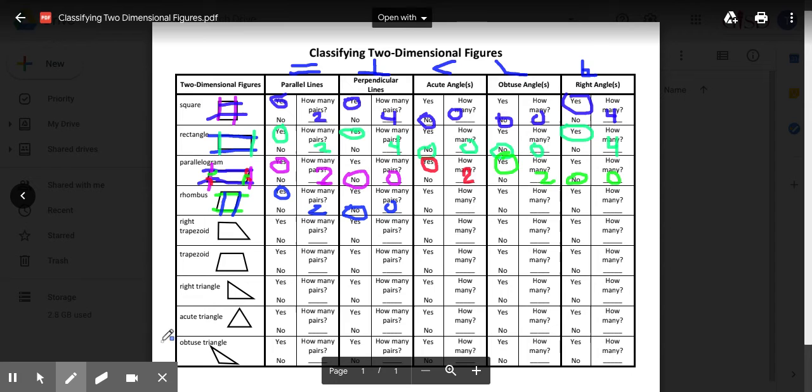And just like a parallelogram, your acute angles are the angle in the corner down here and the corner up here. So you have 2 acute angles, so your answer is yes, and I have 2 of them. You have 2 obtuse angles. You've got an obtuse angle down here and an obtuse angle up here, so the answer is yes. And then I have 2 of them.